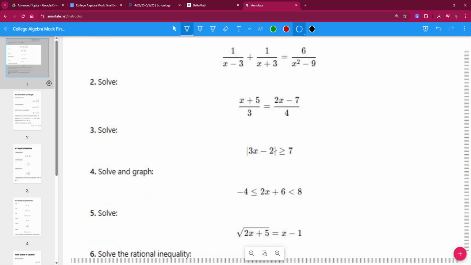Number 2. This one's a little bit easier. You just multiply by the least common denominator. You could cross multiply here, but you won't usually see it like this. So I want to get you in the habit of using the least common denominator. What is the first number that 3 and 4 both multiply to? That's 12. So we're going to multiply both sides by 12.